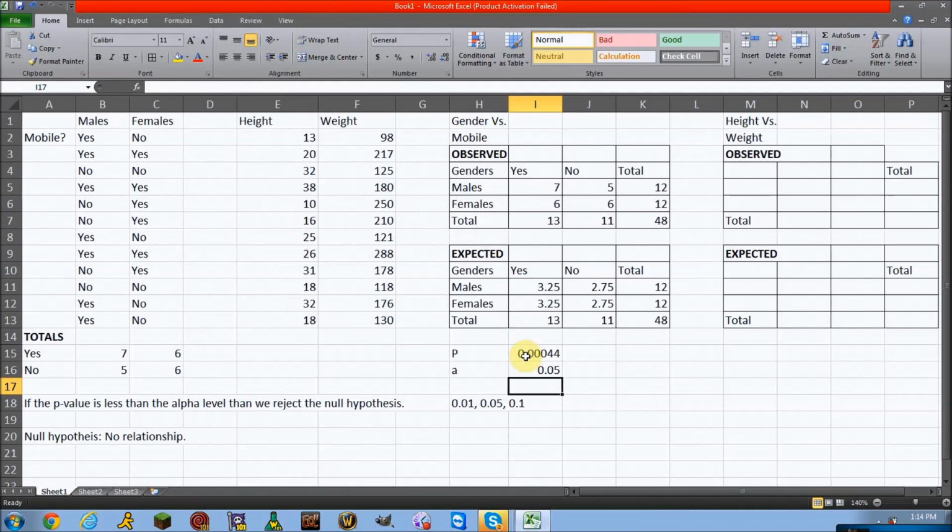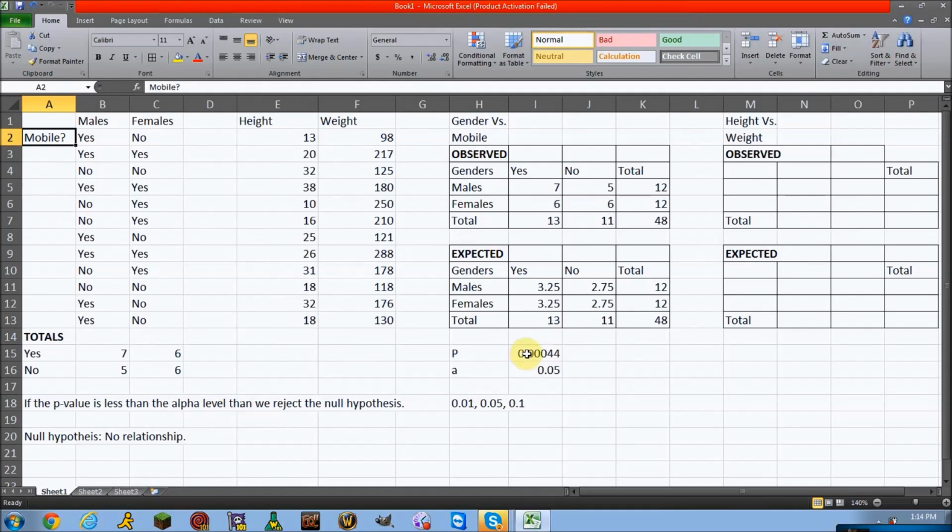Now, remember, your chi-squared is testing if there is a significant relationship. So you basically have to compare these numbers. Which number is bigger, the p-value or the alpha level? In this case, your alpha level is bigger. So if we look over here, if the p-value is less than the alpha level, so the p-value is smaller than the alpha level, then we reject the null hypothesis. A null hypothesis states that there is no relationship between genders and having a mobile device. Your regular hypothesis would be that there is a relationship.